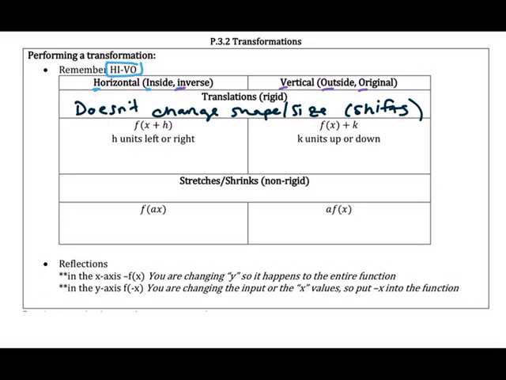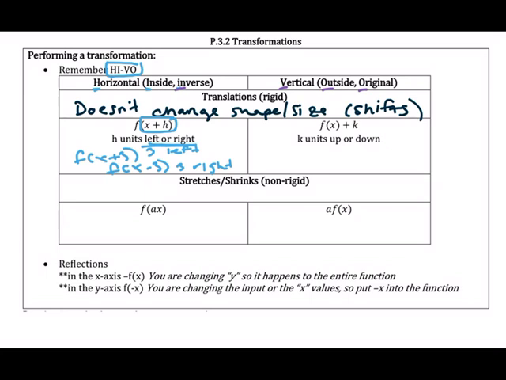So if we're talking left or right, that's happening inside the function because that's horizontal movement. Left and right is horizontal. So you will see that happening with x inside parentheses, not as something else happening on the outside. So for example, f of x plus 3 or f of x minus 3. x plus 3 would be 3 to the left, and x minus 3 would be 3 to the right. The opposite of what you think.